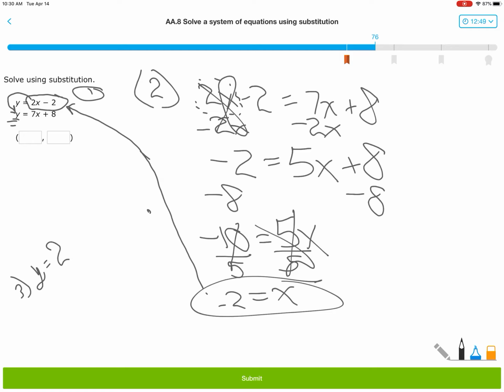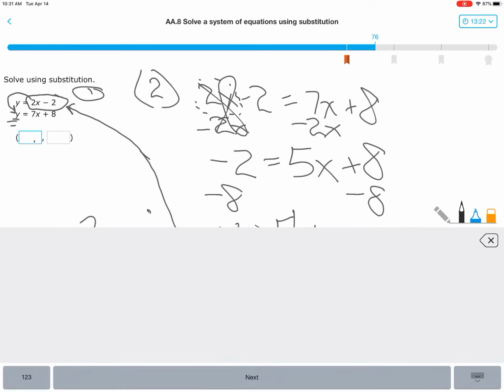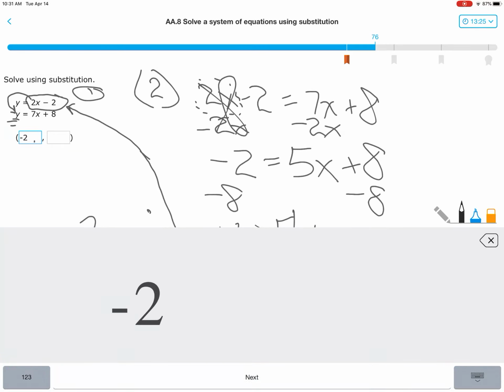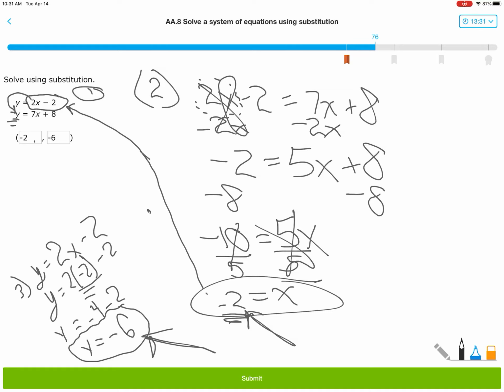So instead of y equals 2x minus 2, I'm going to put in negative 2 for x. Y equals 2 times negative 2 minus 2. 2 times negative 2 is negative 4 minus 2. Negative 4 and negative 2 leaves me negative 6. So I got my two answers. Y is negative 6, x is negative 2. So when I submit it, make sure you get them in the right order. X is negative 2. Y is negative 6. Negative 2, negative 6.